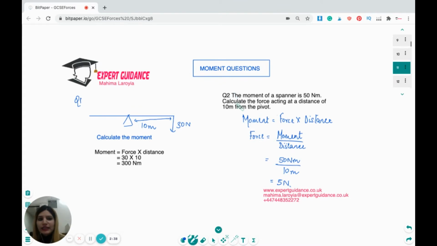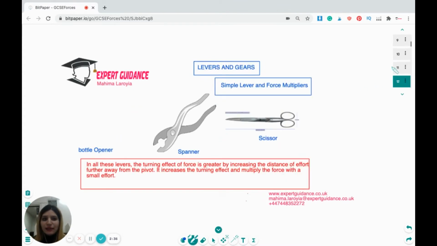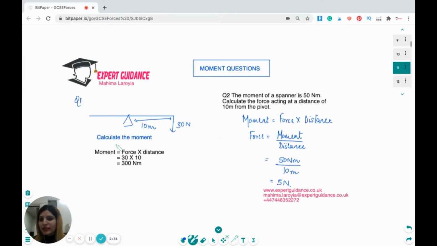Okay, so there are a lot of moment questions that are asked in the exam. So you can take a look at this example. The first one is calculate the moment. The distance from the pivot is 10 meters. The force is 30 newtons. So we do force times the distance. Remember, it's the perpendicular distance from the pivot. So 30 times 10, 300 newton meters is the moment in this case.